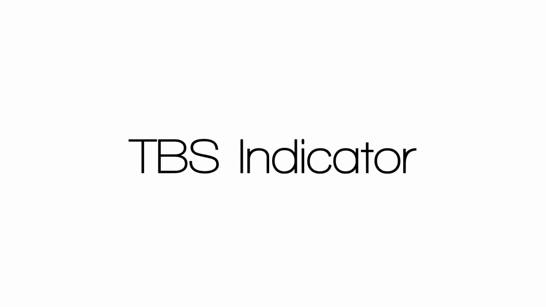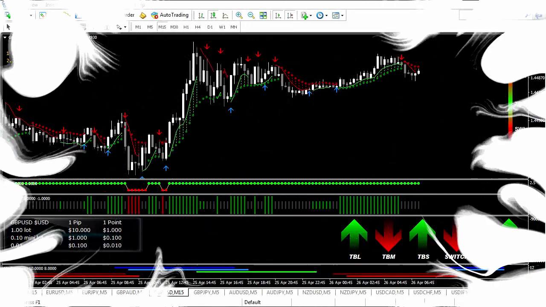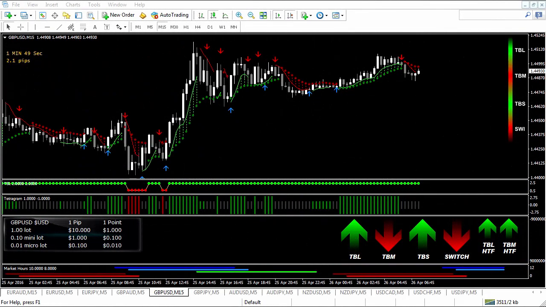the TBS, or the short-term trend bias. Now, looking at this chart, the short-term trend bias is the line that is either green or red that hugs the price very, very closely. This is the very short-term trend bias. When the price is above the TBS, we're assuming that the market is going to rise. When the price is below the TBS, we want the market to drop.